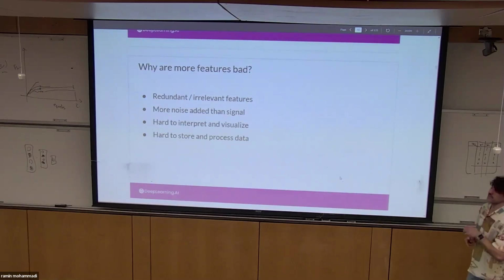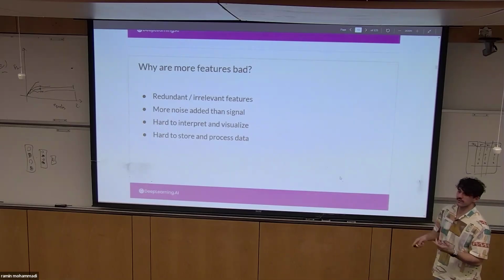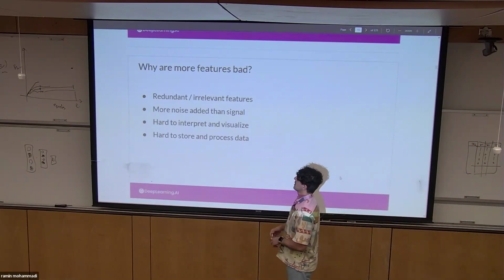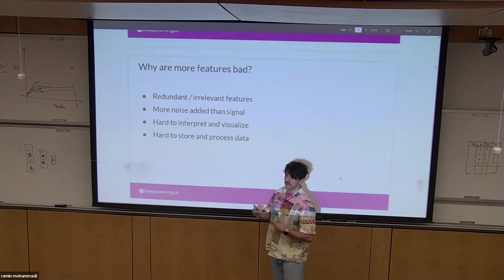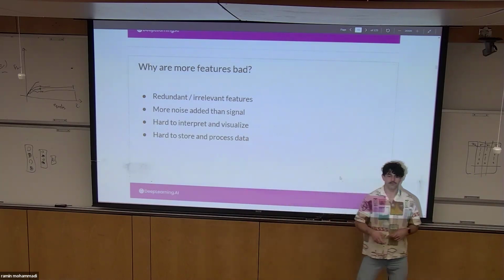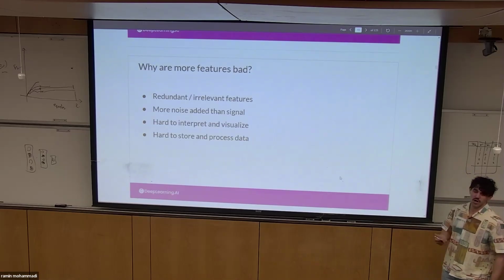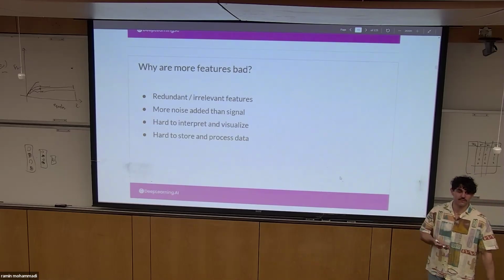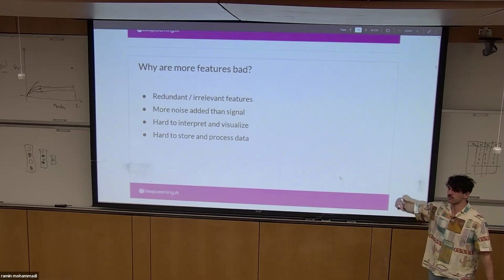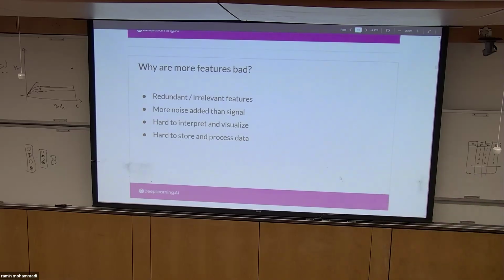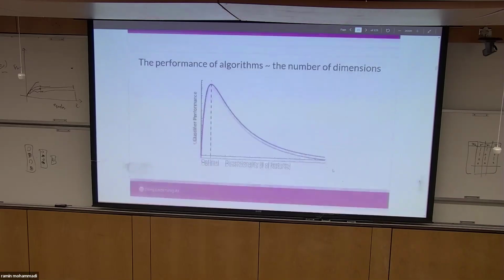Now, why are more features bad? Well, more features means redundancy, irrelevant features, and more noise. It becomes hard to interpret or even visualize the data, and harder to process and store the data. Even if you have done all of this, for serving you would rather have a small number of features to pre-compute for making a prediction for a user than a large set of features. A large set makes it slower.